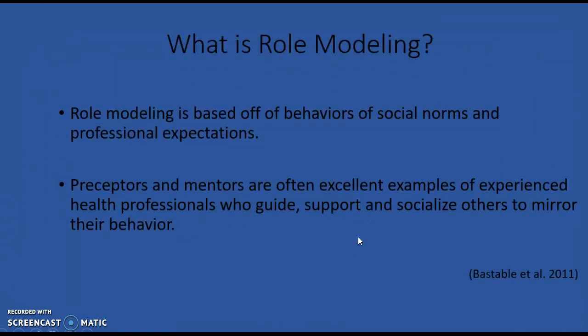So what is role modeling? Role modeling is based off of behaviors. Like I said, it's based off of social norms and professional expectations.